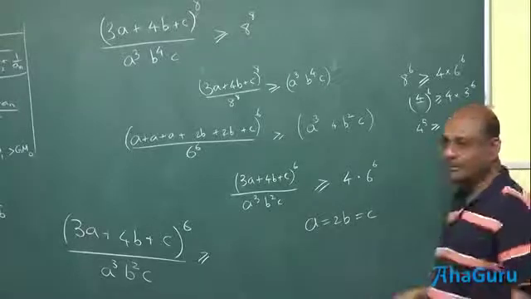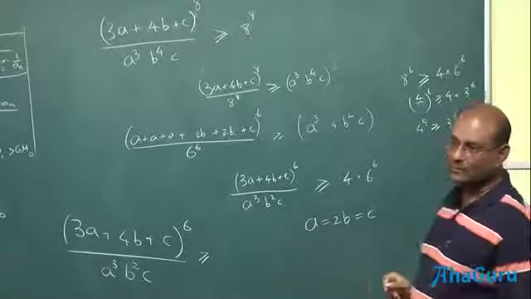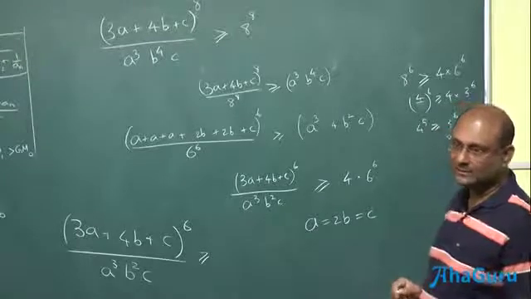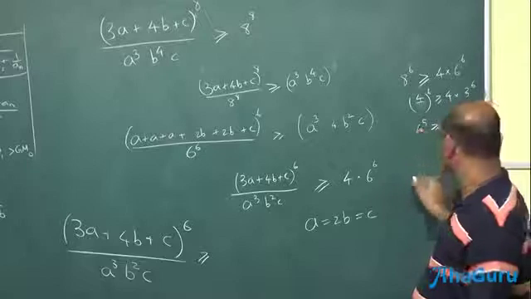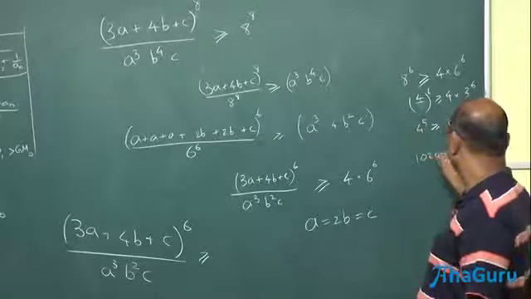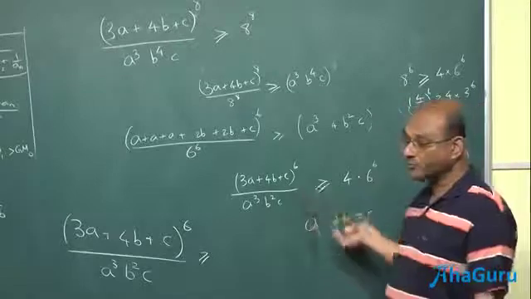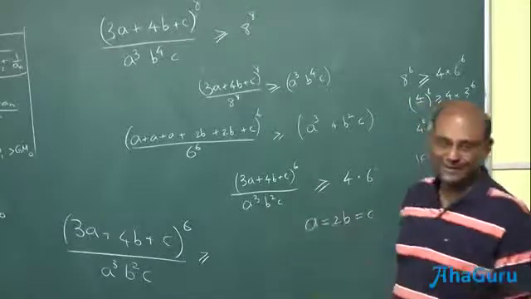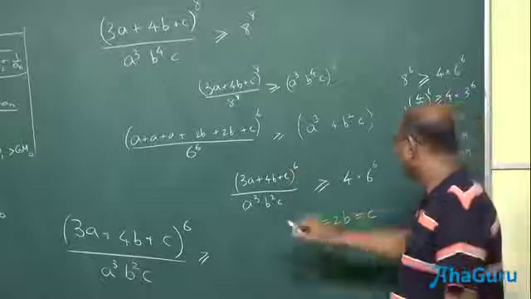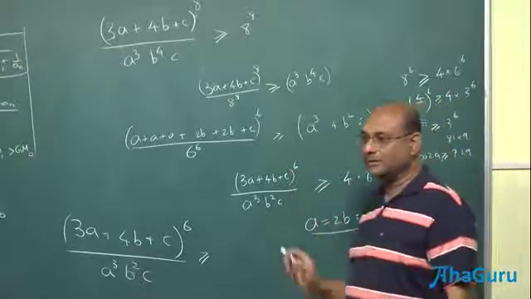And that side, what do you have? 4 into 4, 16 into 16, 1024. Okay, so this is 1024. So clearly it must be greater. But we just proved this was greater, so it better be greater. When will this be equal? When A is equal to 2B is equal to C.